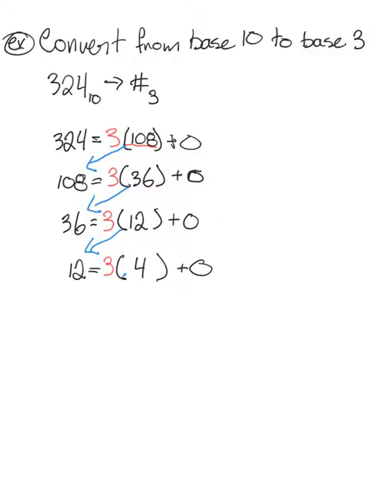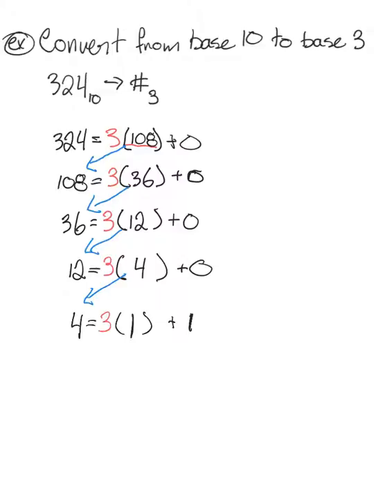Bring that 4 down. And now we get 4 equals 3 times something plus a remainder. Well, 3 times 1 is 3, and then plus your remainder of 1. So 3 times 1 is 3, plus 1 is 4.